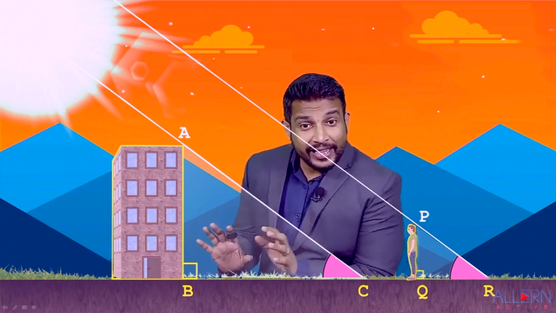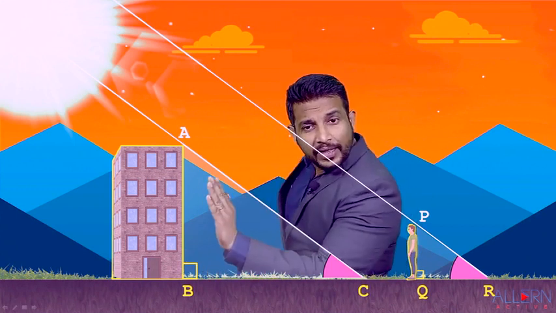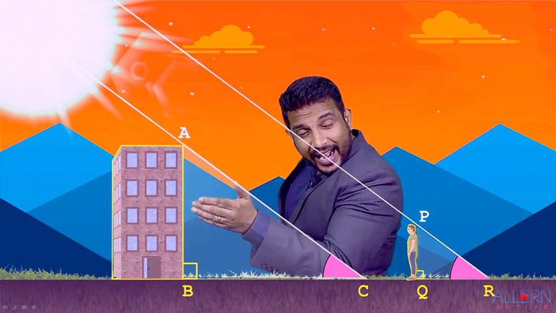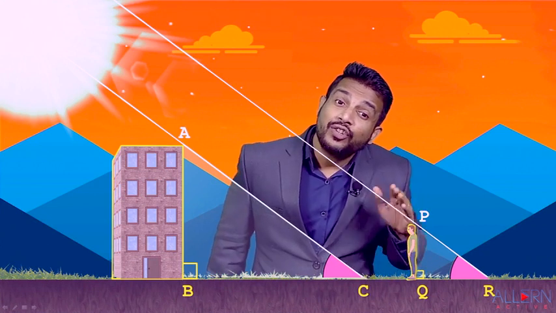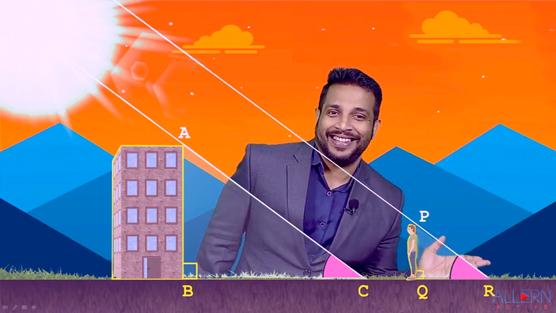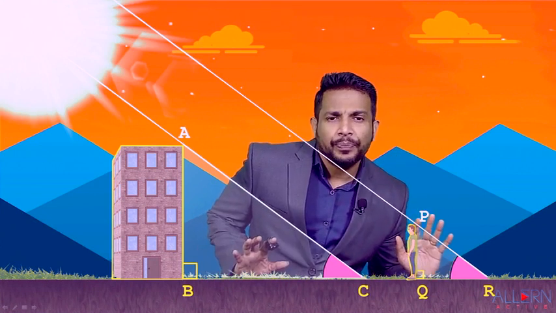Now let's say I consider a building here, observe, and I consider a person here. Now we know that this building is perpendicular to the ground, and this person is also perpendicular to the ground. You can see a triangle formed here, triangle ABC, and a triangle formed here, PQR. Observe, this building is AB and its shadow on the ground is BC. PQ is the height of the person and his shadow on the ground is QR, and that forms the triangle here.